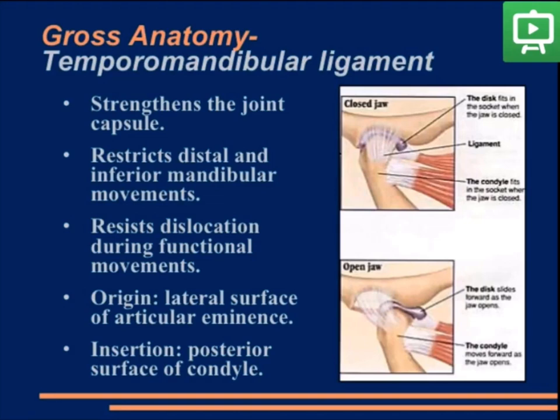The temporomandibular ligament, also called the lateral ligament, strengthens the joint capsule. It is the main ligament that restricts any distal and inferior mandibular movements. It also resists dislocation during the functional movements. It starts on the lateral surface of the articular eminence and is inserted into the posterior surface of the condyle. You see how it helps in the hinge movement or anterior medial movement of the condyle.